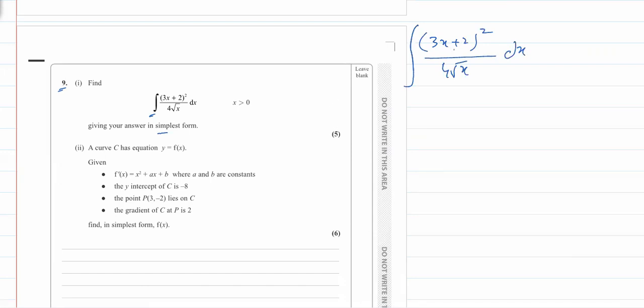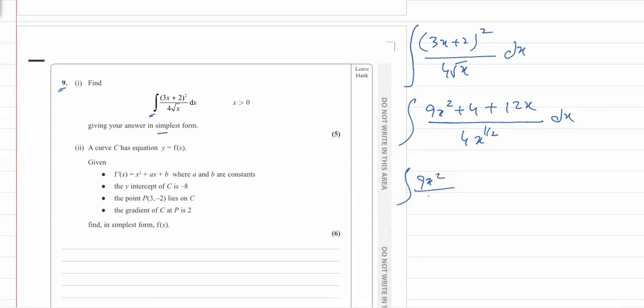So I can apply the (a + b) whole square formula on this one. What will it be? It will be 9x² + 4 + 2 into 2, 4 into 3, 12x, divided by 4x^(1/2) dx. Now from here I can write it as 9x² over 4x^(1/2) plus 4 over 4x^(1/2) plus 12x over 4x^(1/2) dx.